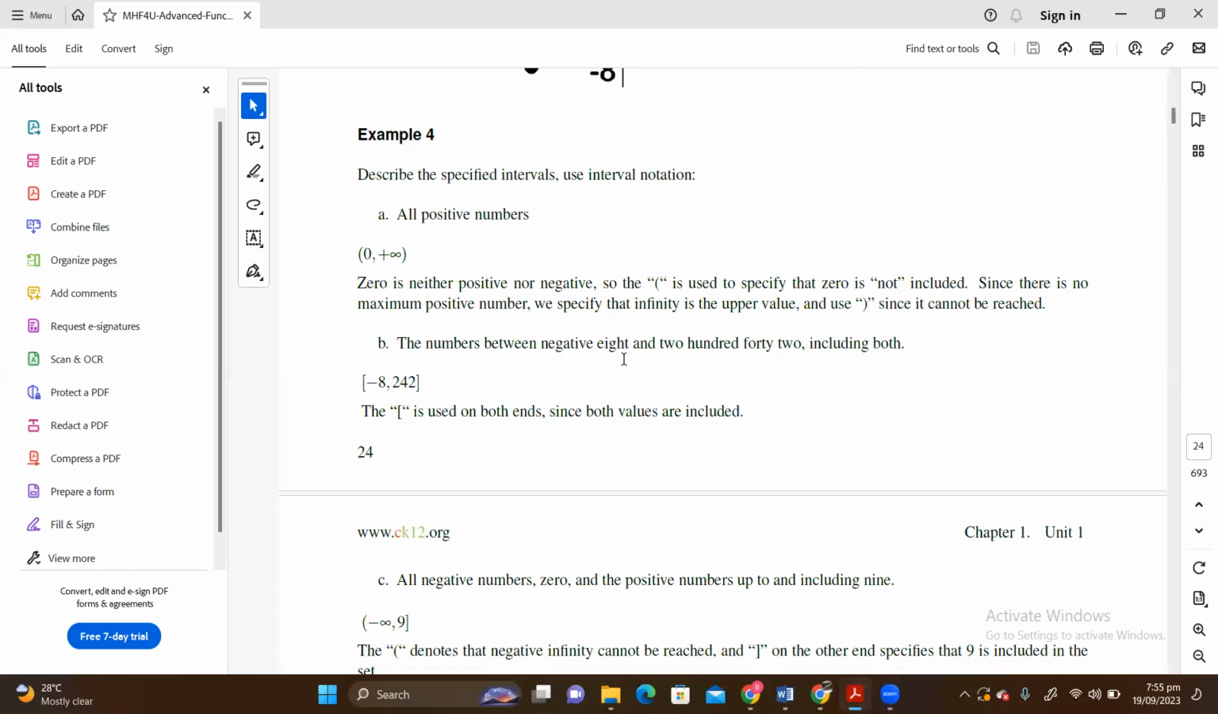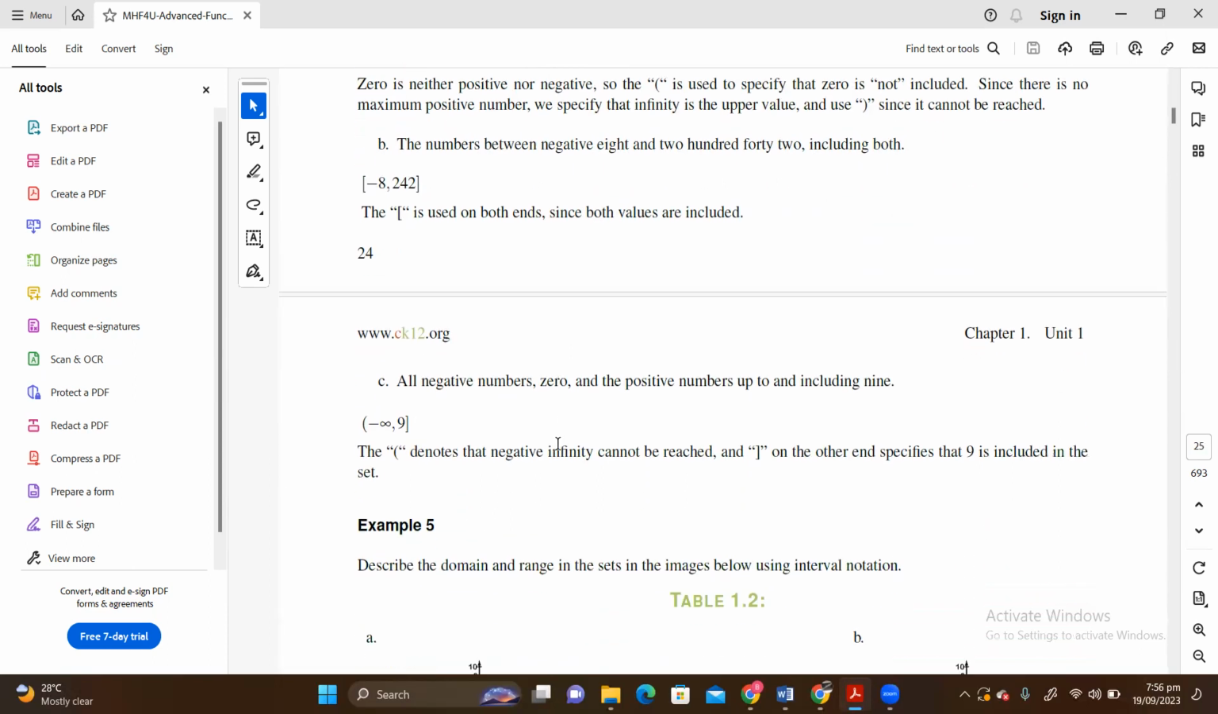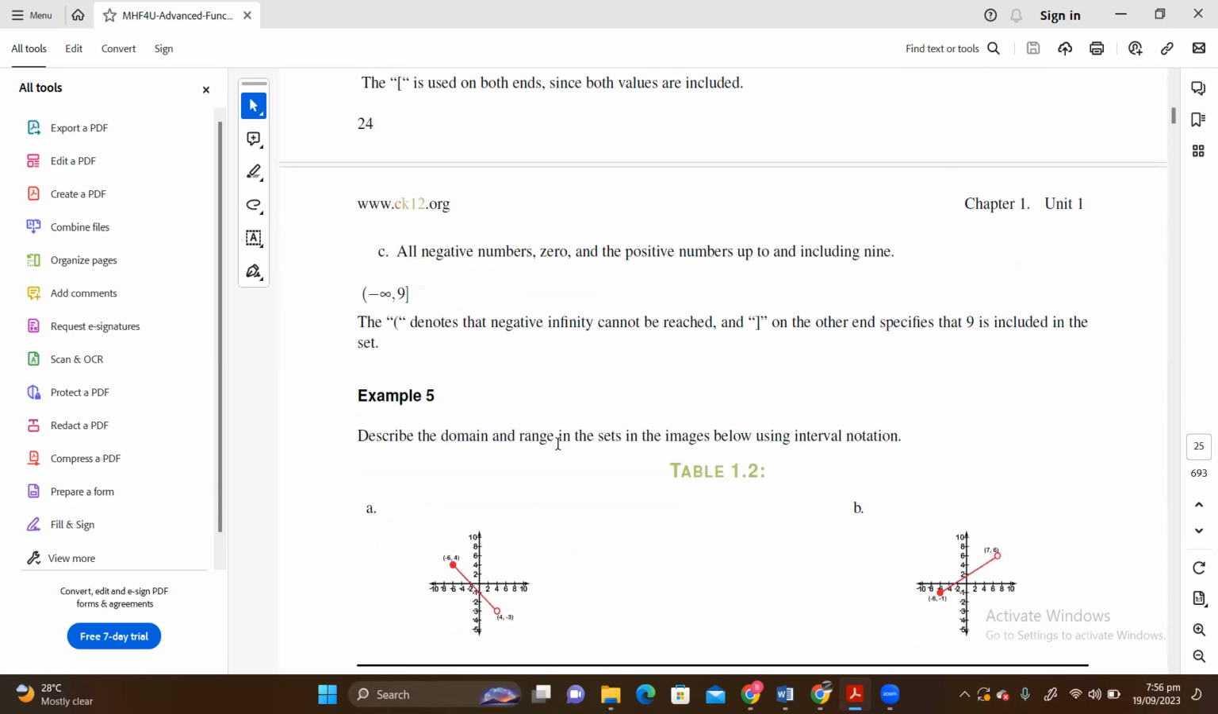The numbers between -8 and 242, including both. So we will take the square bracket, not the round one. Square bracket -8, and then 242. Both are included, so both will have square brackets.